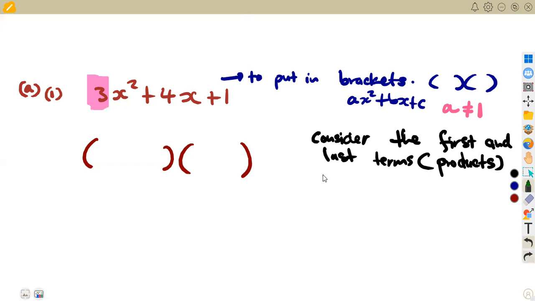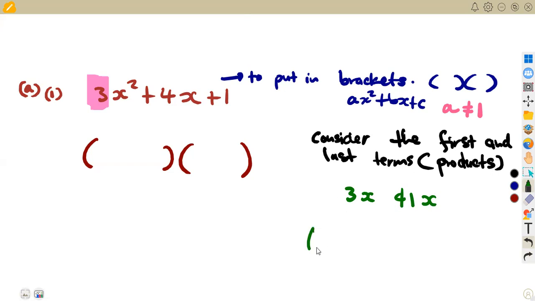So 3 is already a prime number. So you can only think of 3 and 1. There's no other number that you can multiply to get 3. So it's going to just think of what? 3x and what? And 1x. Okay, that's 1x, which is same as what? Which is same as x.